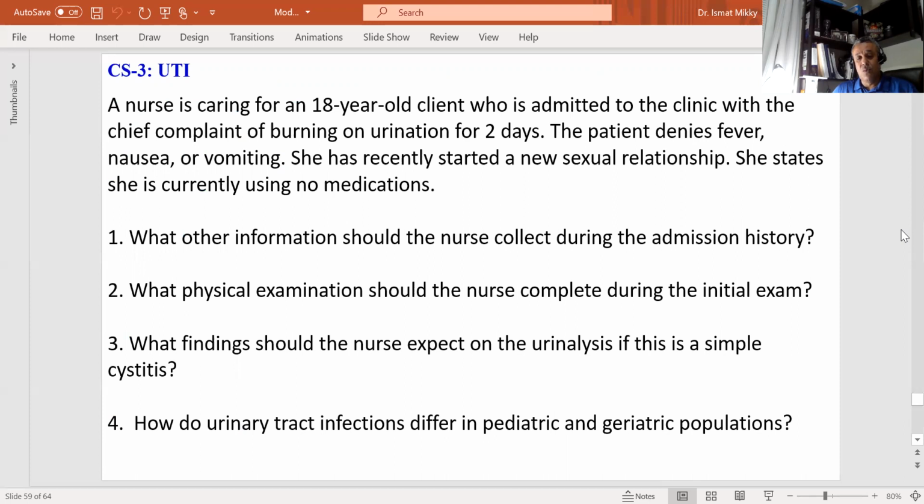Number 2, what physical examination should the nurse complete during the initial exam? The nurse needs to examine the urine for color and appearance. She should do an examination of the abdomen to check for bowel sounds and the presence of mass or pain. Also check the external genitalia, to check for anal lesions, redness, discharge.